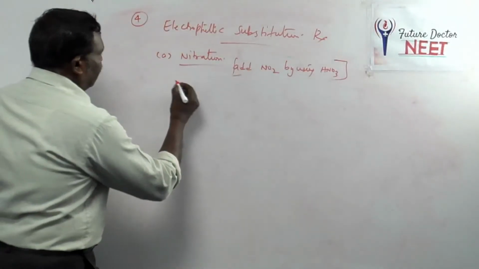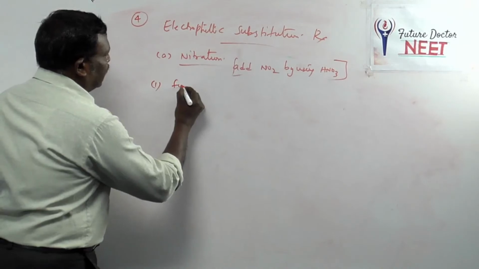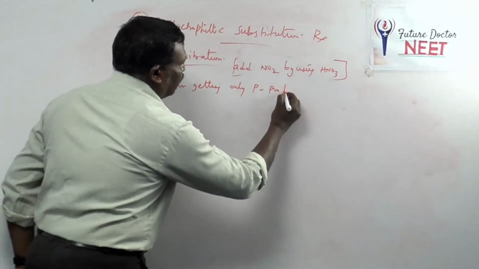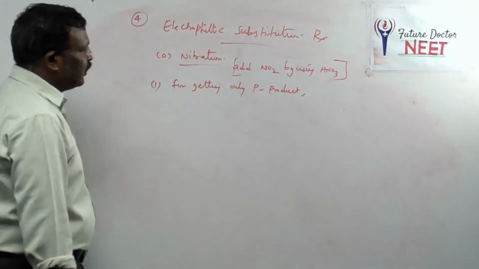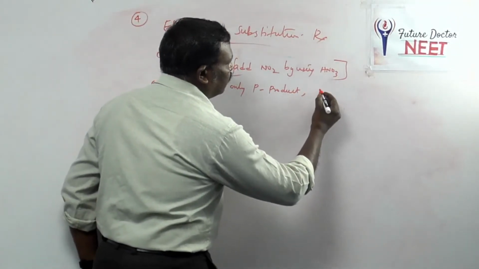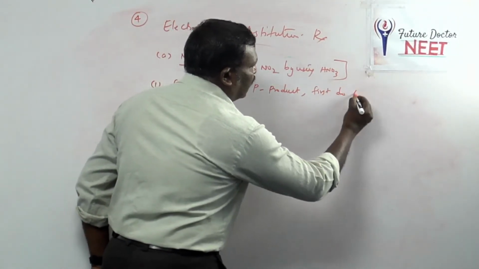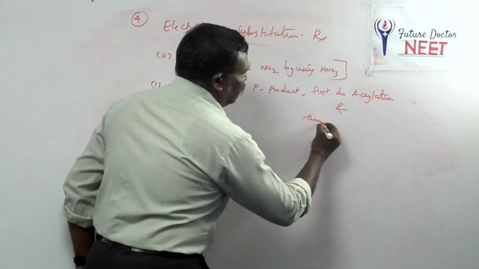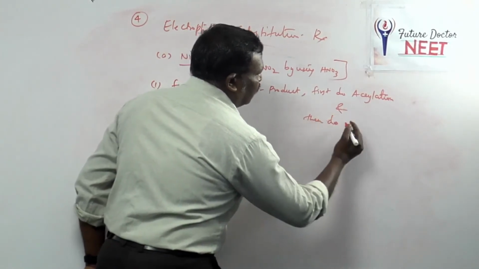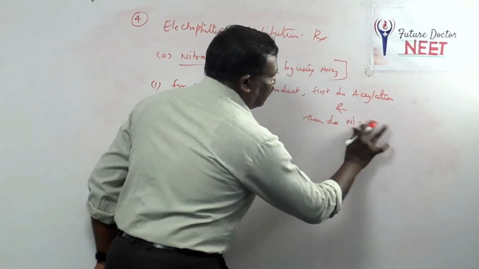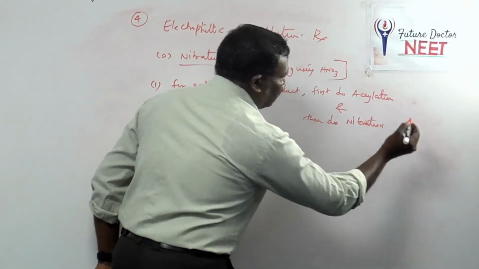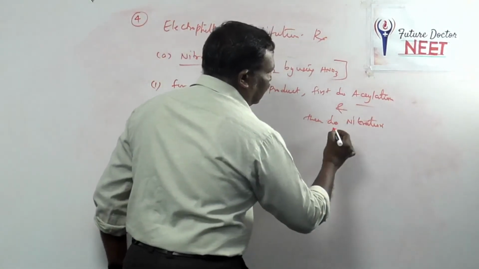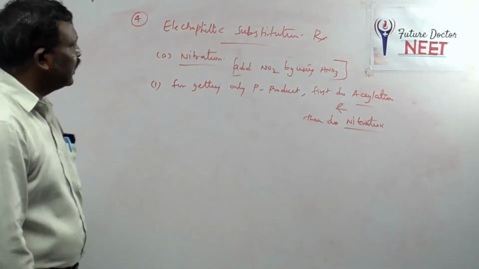Say, this is a condition. Just mention, for getting only para product, understood? For getting only para product, first do acylation. Just note down one by one. First do acylation, then do nitration. Okay, it's very important. First do acylation, then do nitration. That's the point.